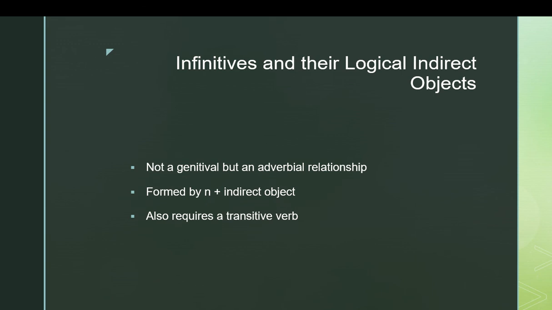Logical indirect objects, not very different from the logical direct objects. It is almost a more adverbial relationship, though, because you are using a prepositional phrase. You're using n plus the indirect object. Also requires a transitive verb. Not very much to say about it, because it's something you'll see, but it will be pretty immediately intuitive, because a noun being modified by a prepositional phrase really is nothing new.